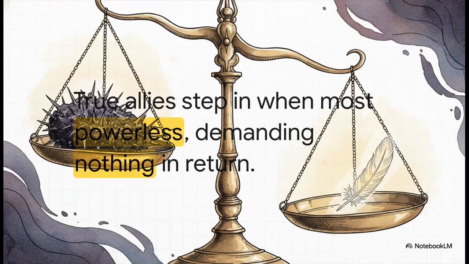So the crucial point is this. True allies step in when the protagonist is most powerless and they demand nothing in return. They don't do it for a reward. Baloo doesn't ask for payment to fight the wolf. Mrs. Bell just buys Peter some cookies and holds his hand because he's a scared 8-year-old kid. It's an act of absolute selflessness that turns the entire tide of the narrative.